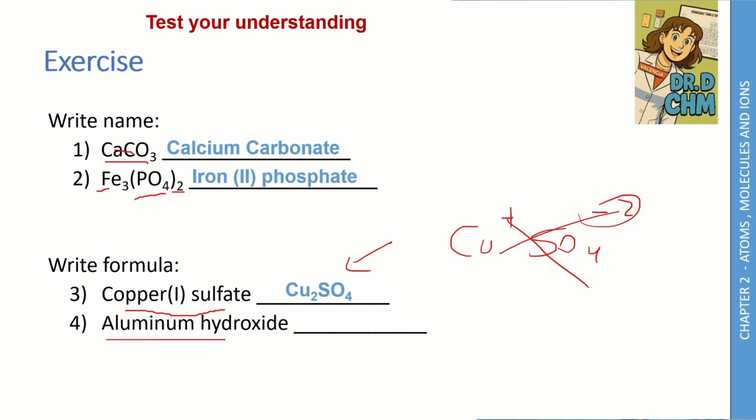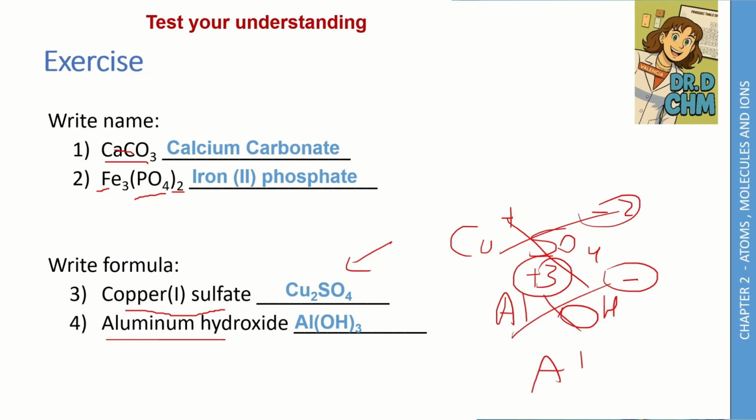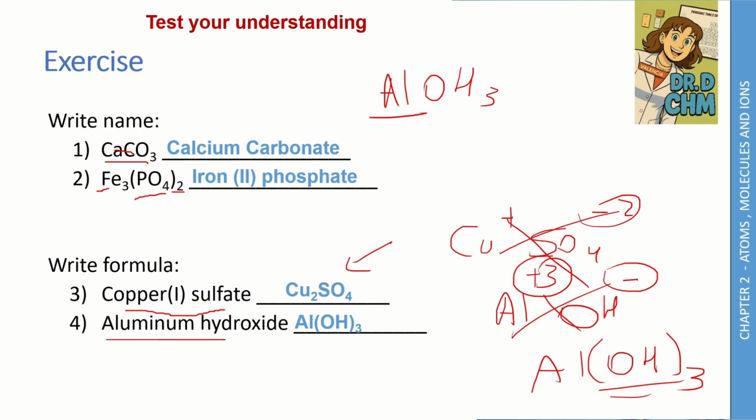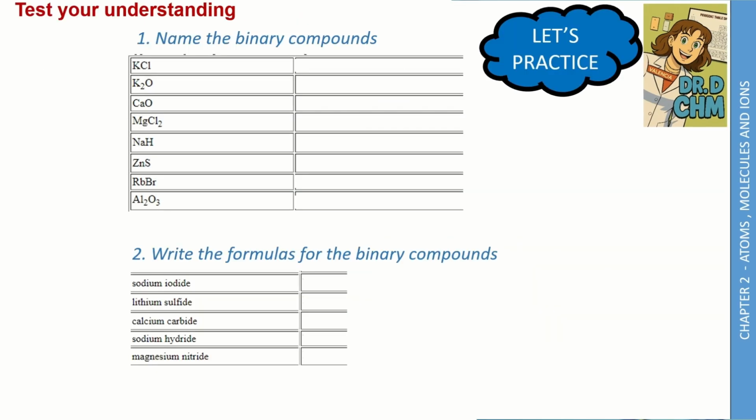Aluminum hydroxide. Hydroxide is -1, and then we have aluminum with +3. So we cross the charge, and I need to use parentheses to add the 3 over here. Otherwise, if I write it like this, I'm telling you that I have 1 aluminum, 1 oxygen, and 3 hydrogen. And this is wrong. What I have 3 of is hydroxide, okay? So let's name all those here. Let's test your understanding. I will ask you to stop the video and try by yourself.